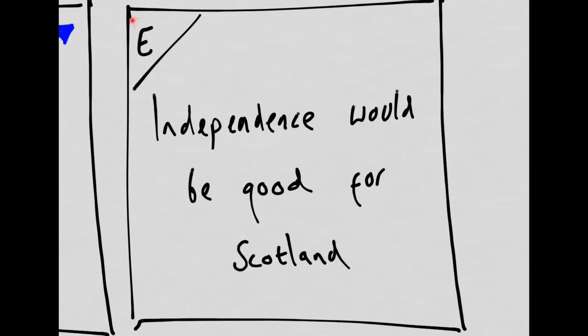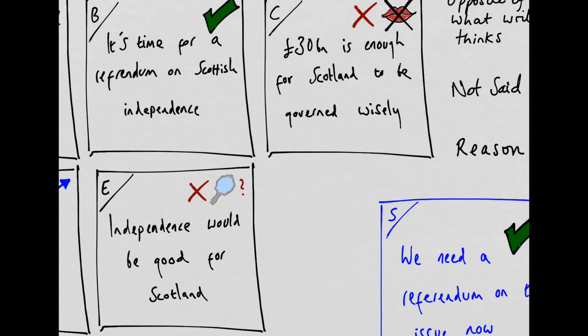What about option E? This says that independence would be good for Scotland. Well, again, this seems to be perhaps the opposite of what the writer thinks. Again, the writer seems to be advocating a referendum on the grounds that Scots will vote in, and thereby the Scottish government will be able to crack on with its job. So this doesn't seem to be the point the author is making.